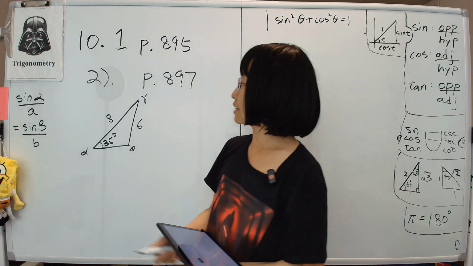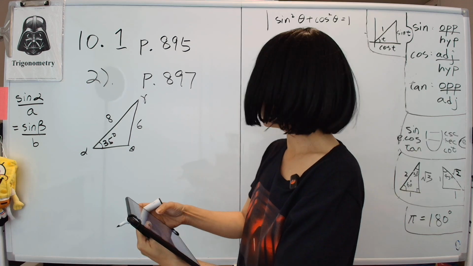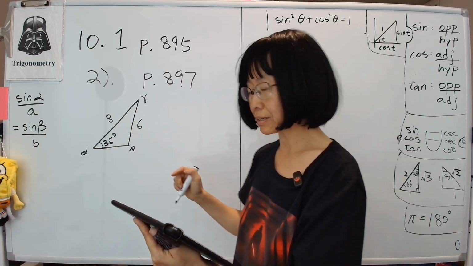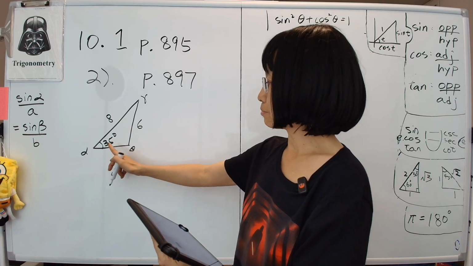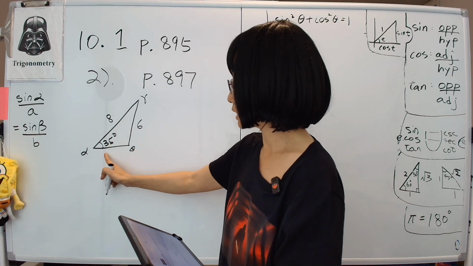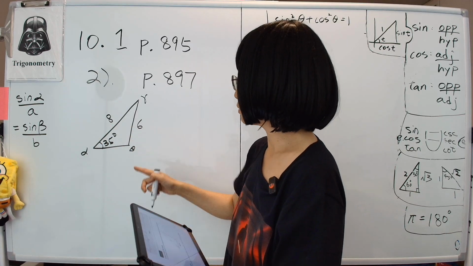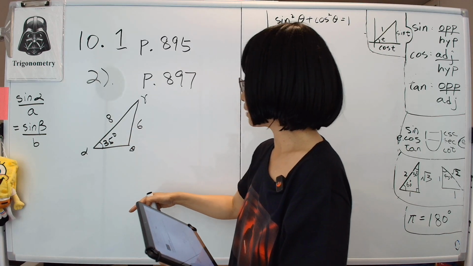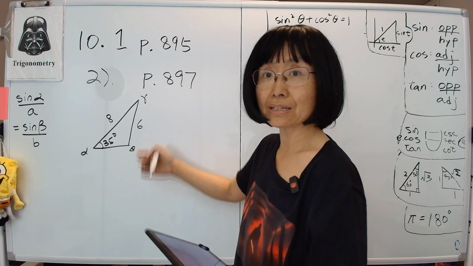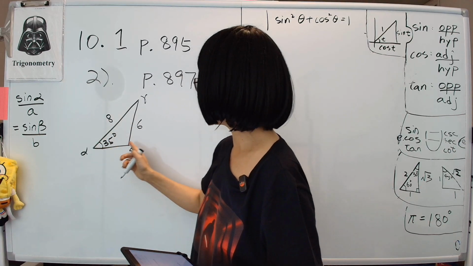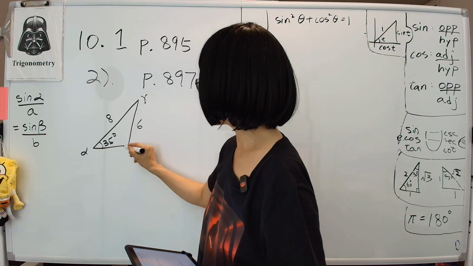Next, let's look at example 2 on page 897. We have a triangle here, which is drawn in your book as well. We have some angle here that's 35 degrees, and then we know two sides. So we have these two sides and an angle, and we need to figure out the rest of it. The first thing we're going to do is use the law of sines to figure out what this angle is right here.